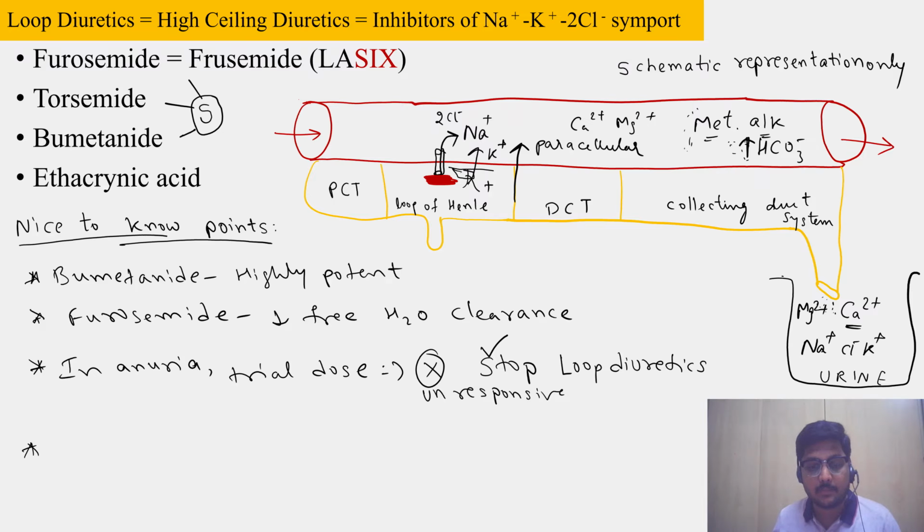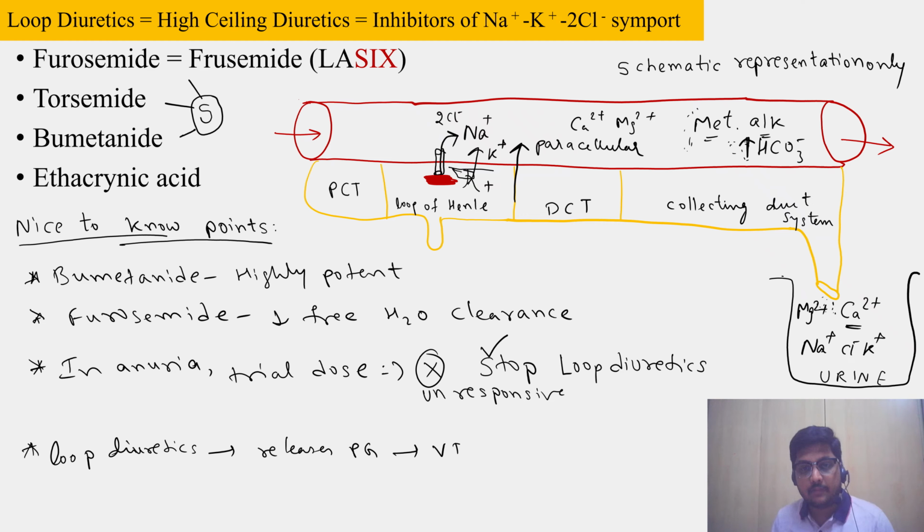And the last but not least, the property of the loop diuretics which we should remember, which is useful in clinical practice, is that loop diuretics release prostaglandins in the kidney. Okay, which leads to vasodilation of afferent arterioles in the kidney. So when afferent arterioles are dilated, there will be more GFR. Okay, the more the GFR, the more the loop diuretic will reach the lumen of the nephron, so it acts efficiently.